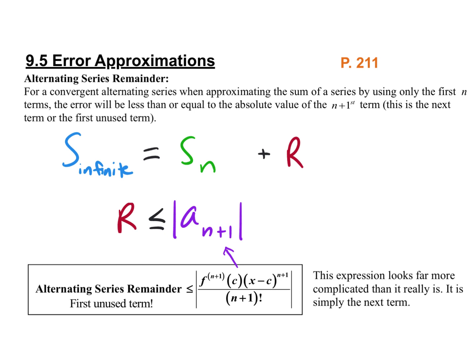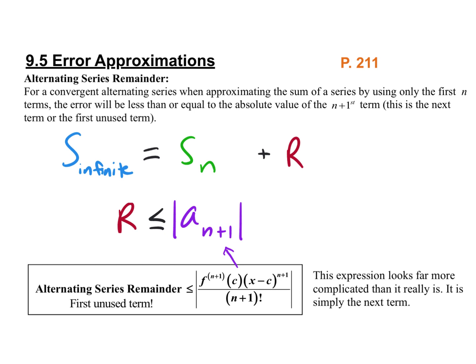Now here's how he describes it in the book. And he even acknowledges, he's like, this expression looks far more complicated than it really is. Okay, well, here, I made it simpler for you. The first unused term. Now, he writes it in terms of the Taylor polynomial. So the next derivative wherever we're centered, times x minus wherever we're centered to the n plus 1, all over n plus 1 factorial. The long story short is it's just the next term.